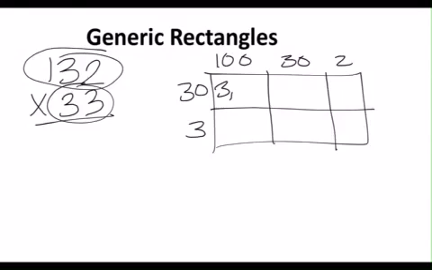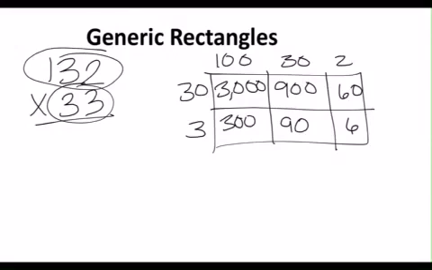So that becomes 3,900. 3 times 30 is 90. 3 times 2 is 6. And then you add all the numbers on the inside.